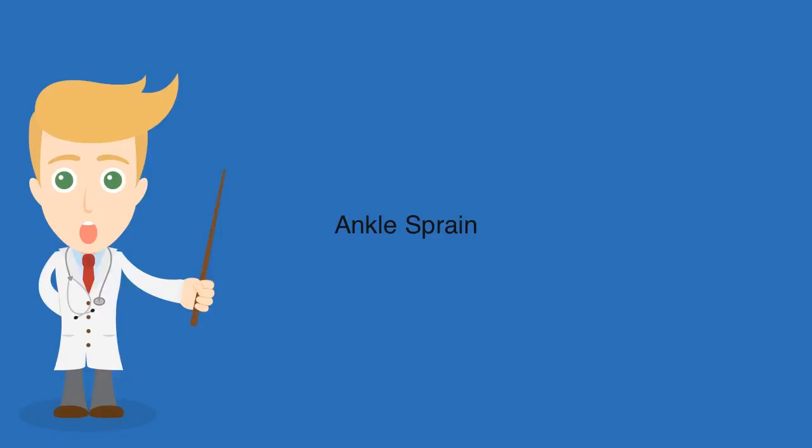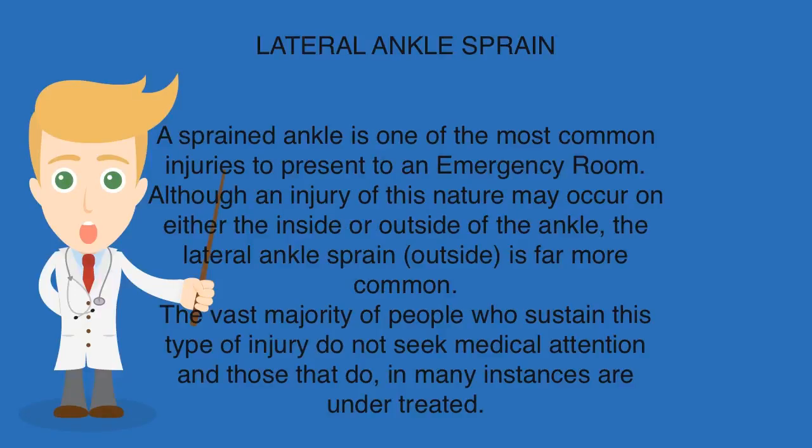Ankle sprain. Lateral ankle sprain. A sprained ankle is one of the most common injuries to present to an emergency room. Although an injury of this nature may occur on either the inside or outside of the ankle, the lateral ankle sprain, outside, is far more common. The vast majority of people who sustain this type of injury do not seek medical attention, and those that do, in many instances are undertreated.